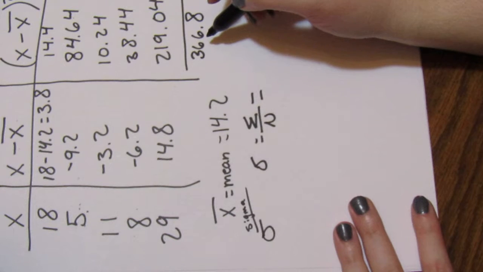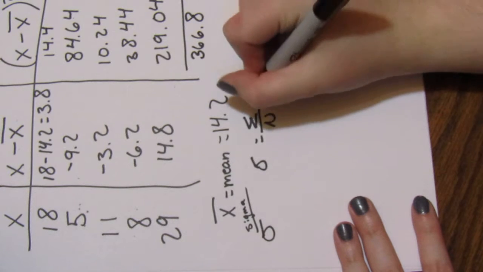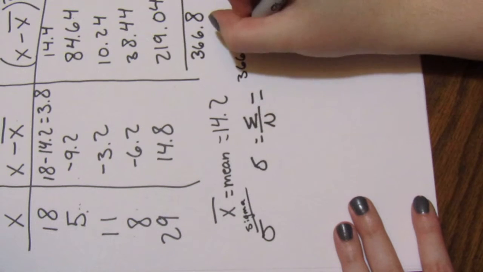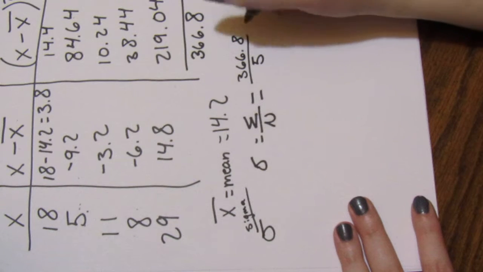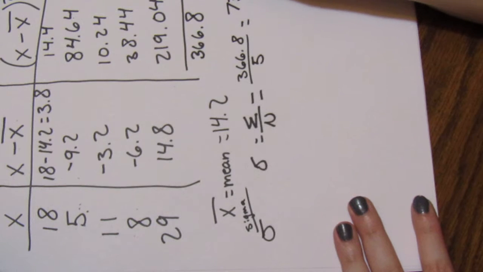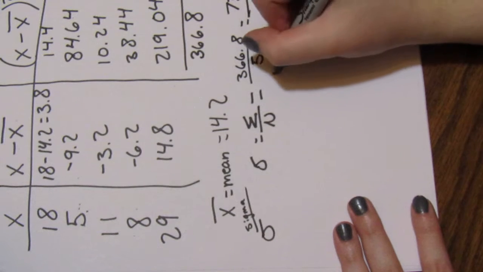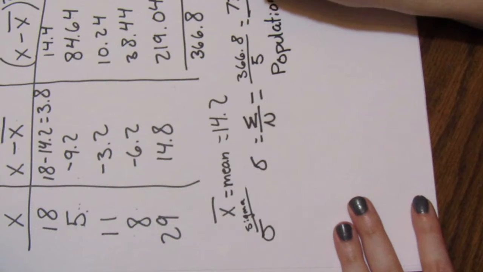Basically what we want to do is find the mean of that. So this is going to be 366.8 divided by 5. 1, 2, 3, 4, 5, which equals 73.36. This here is called the population variance.